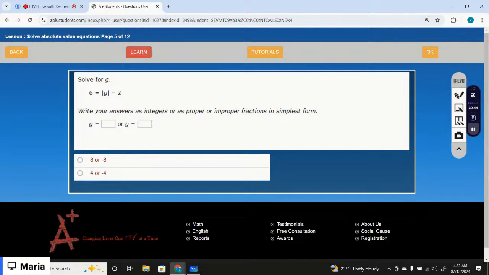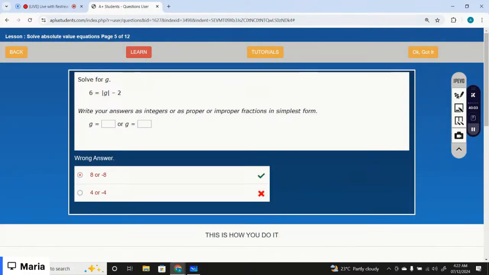Solve for g. That is, which is the correct option? That is 4 or -4. Option number 2 is the correct option. 8 or -8? Oh, you have to add 2. Yes, that is 8 or -8, right?